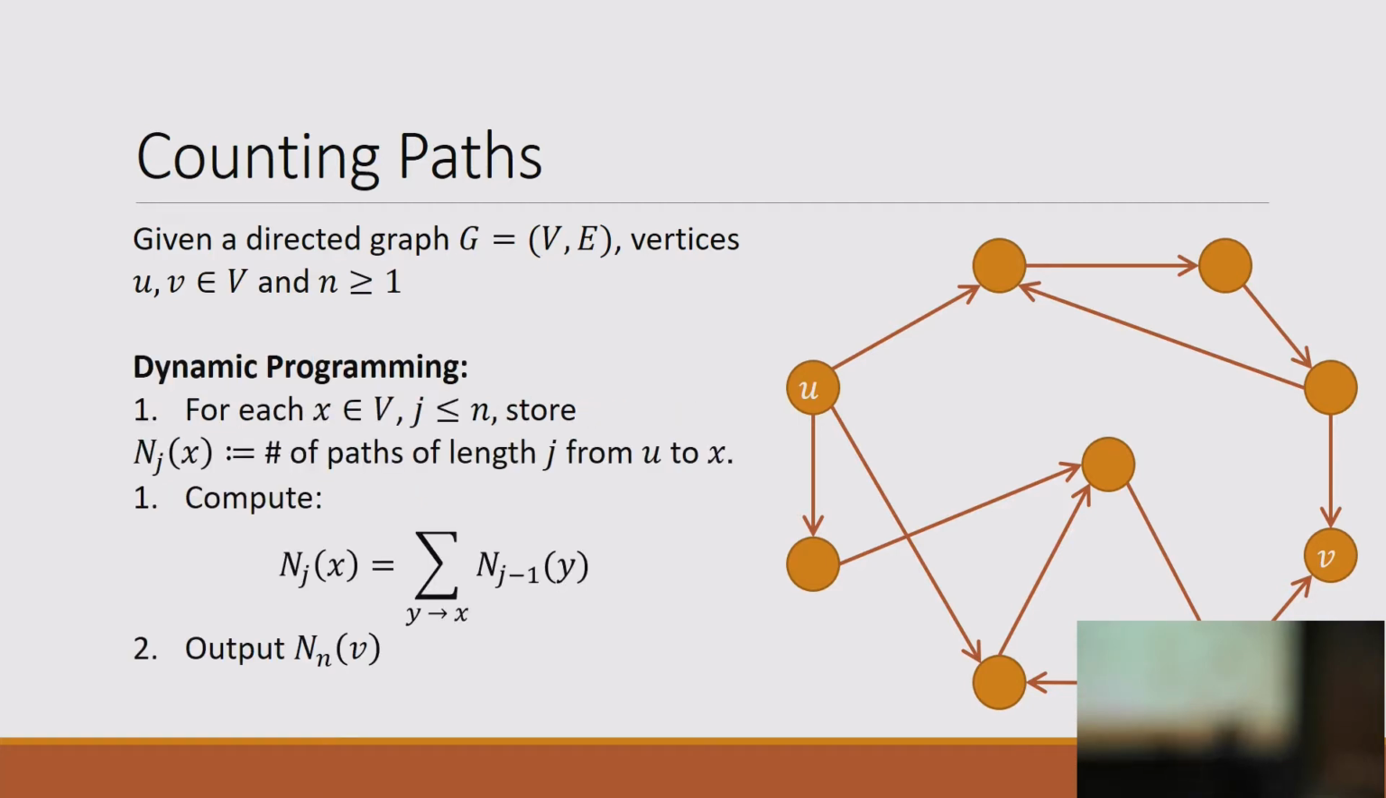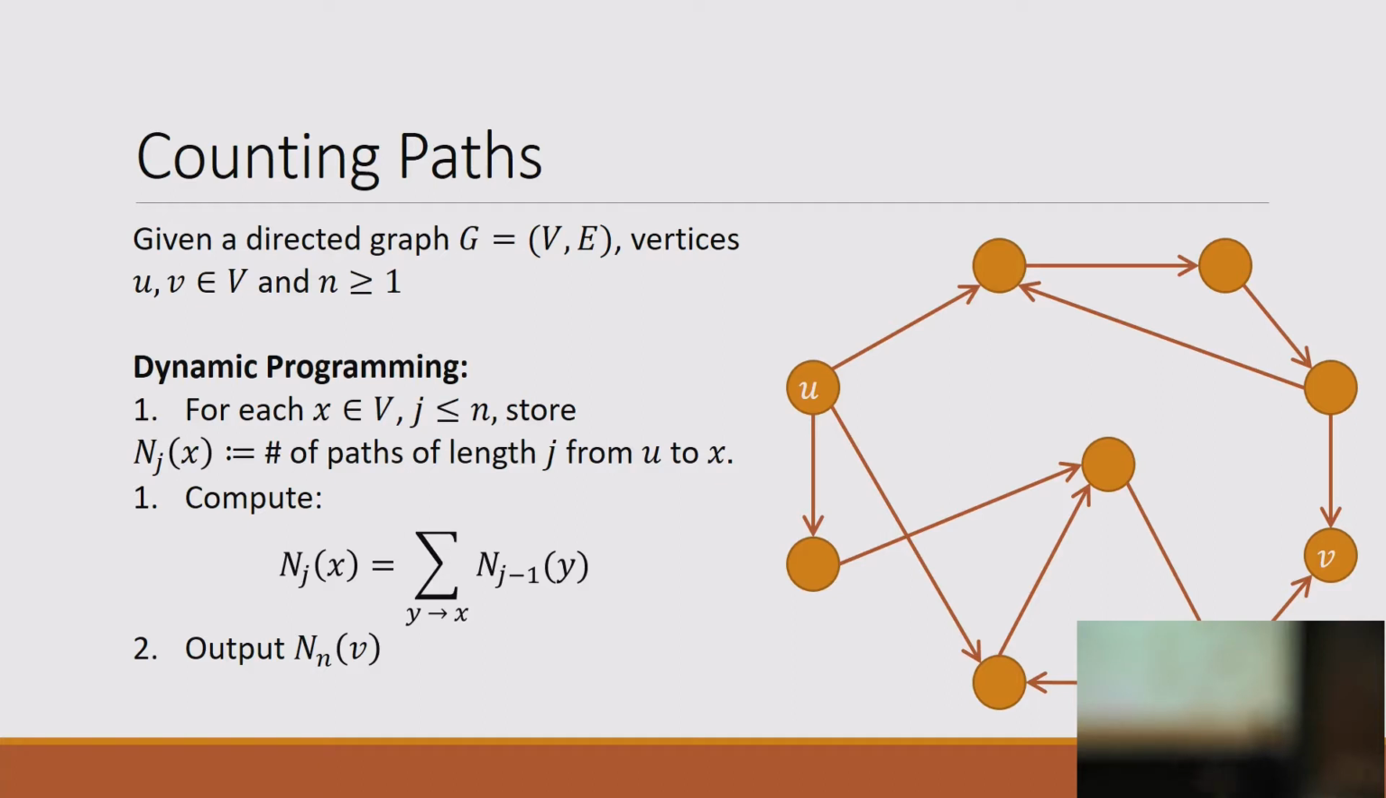For every vertex in the graph and for every j less than n, I'm going to store the number of paths of length j from the vertex u to the vertex x. I'll call that n_j,x. If I want to compute n_j,x, the number of paths of length j to the vertex x is just the sum of the number of paths of length j minus 1 over all vertices y such that there's an edge from y to x.